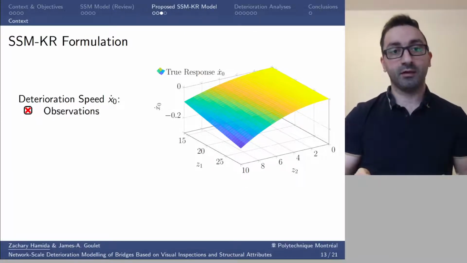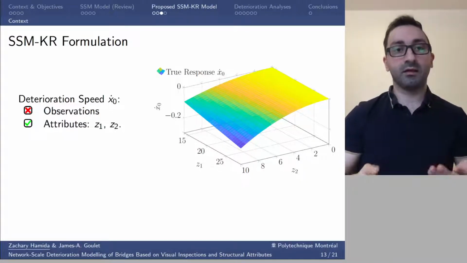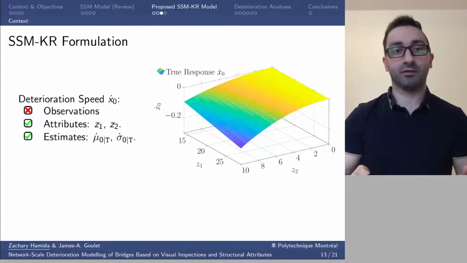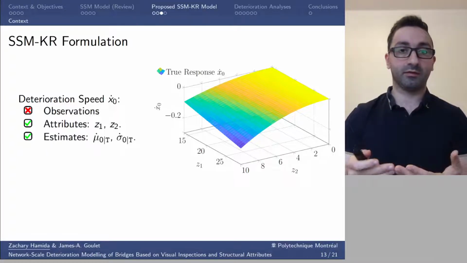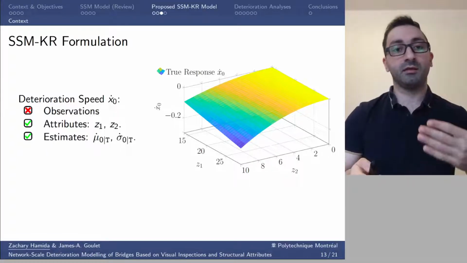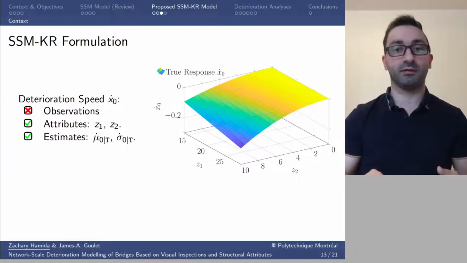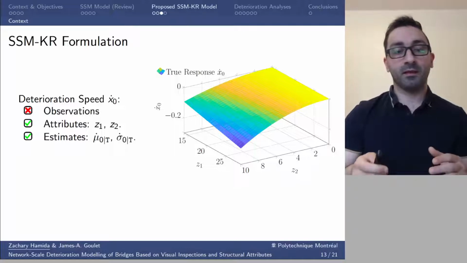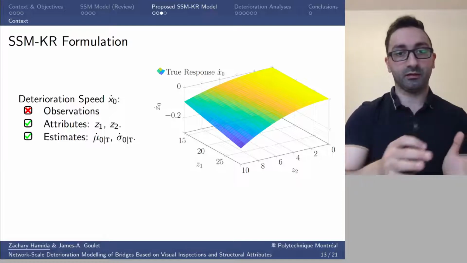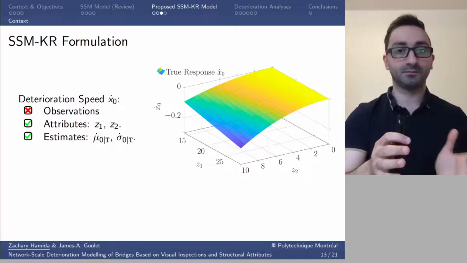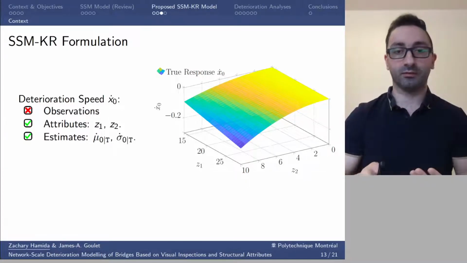But what we have is the structural attributes associated with each structural element, and we also have the initial estimates that are based on the SSM model. So using the SSM model, I would have an estimate for the deterioration speed in terms of the expected value and the uncertainty. So the idea is, can we leverage this information, the structural attributes and the initial estimates from the SSM model, in order to model this surface that we have for the true response.